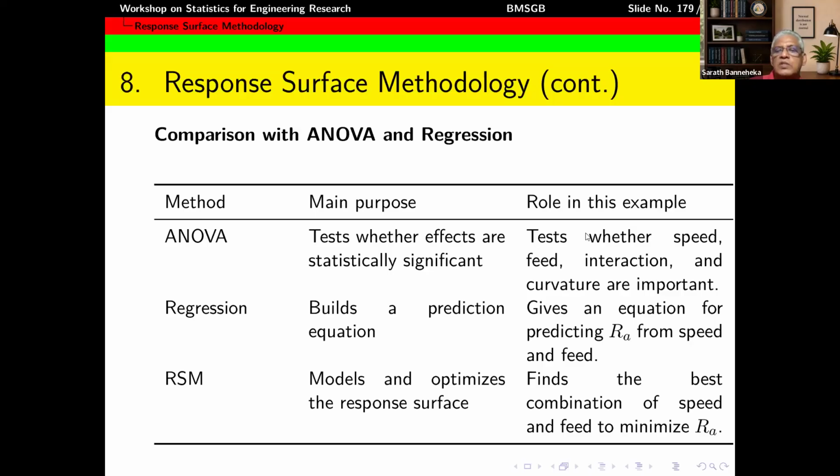So the role was to test whether the speed, feed, interaction, and curvature are important, right? The regression was used to build the prediction equation, right? Build the model. It gives an equation for predicting RA from speed and feed. So that is the role of regression. And then finally, the response surface methodology is the part that optimizes the fitted model, right? It finds the best combination of speed and feed to minimize RA. So therefore, this whole problem is a combination of all those things.